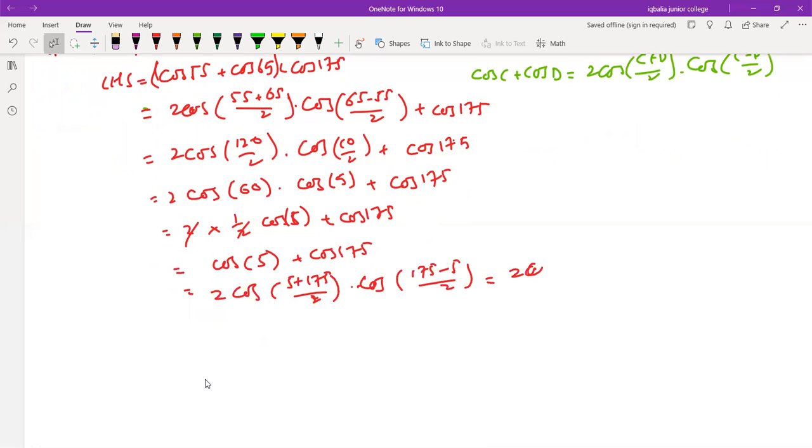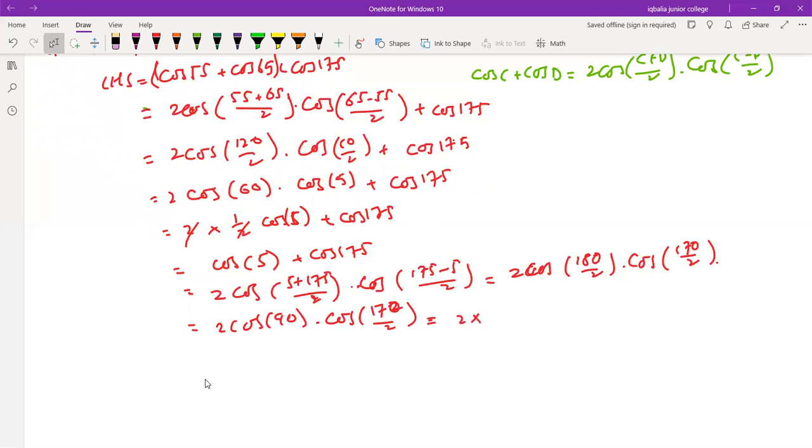Okay, so I am able to write 2 cos 180 by 2 into cos 170 by 2. Then 2 cos 90 into cos 170 by 2. I know the cos 90 value is nothing but 0. So if I multiply 0 with any value, it will give me 0. That is the right hand side. Okay, so this is the answer.